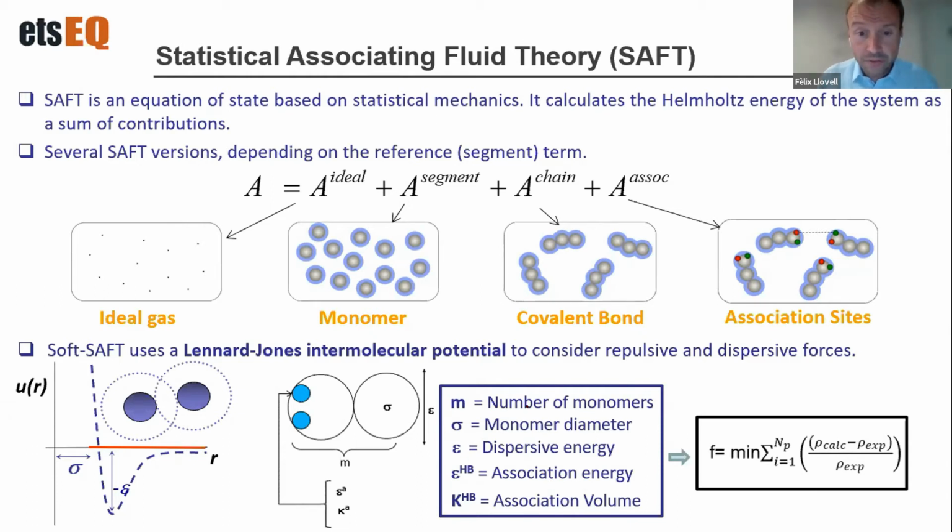These typical parameters are normally fitted to saturated liquid densities and vapor pressures. However, in the particular case of ionic liquids, vapor pressures are negligible, almost zero, so typically there are other strategies to fit these parameters. But always the density of the liquid will be used.